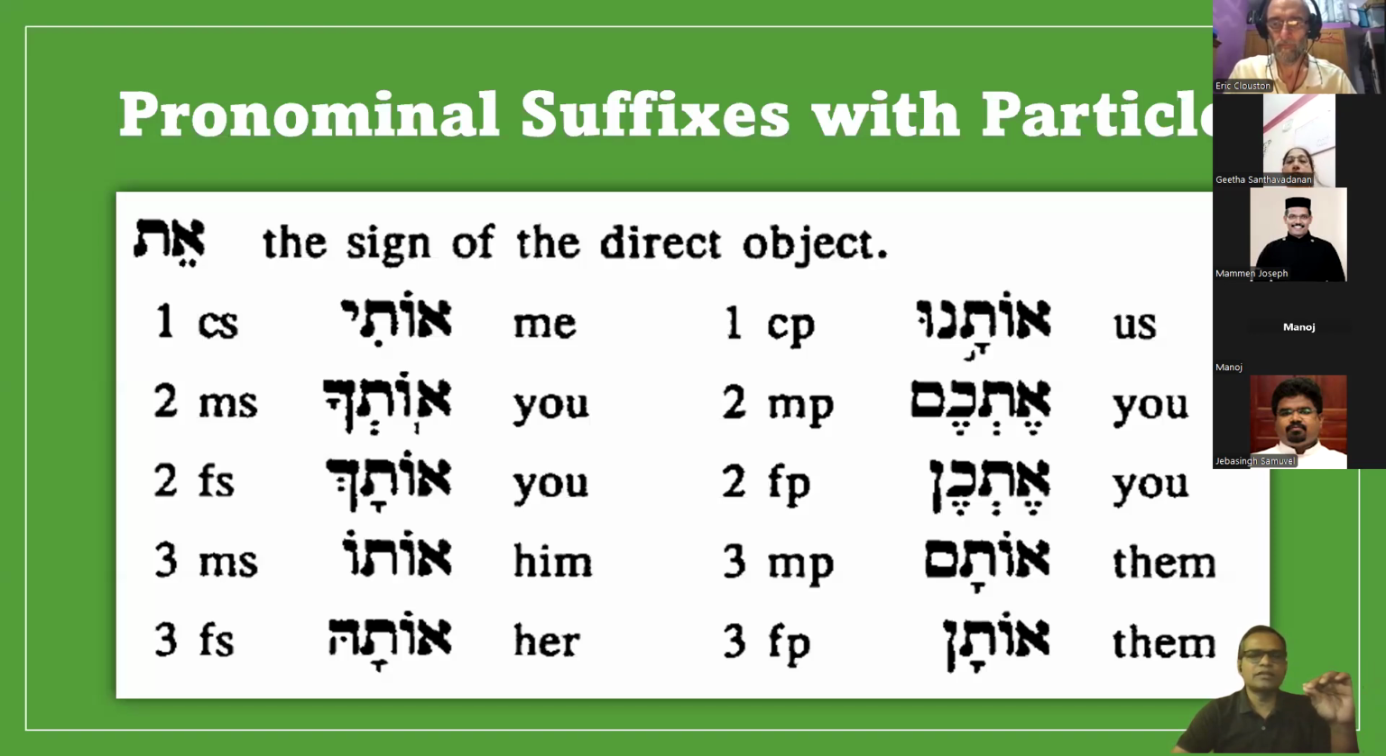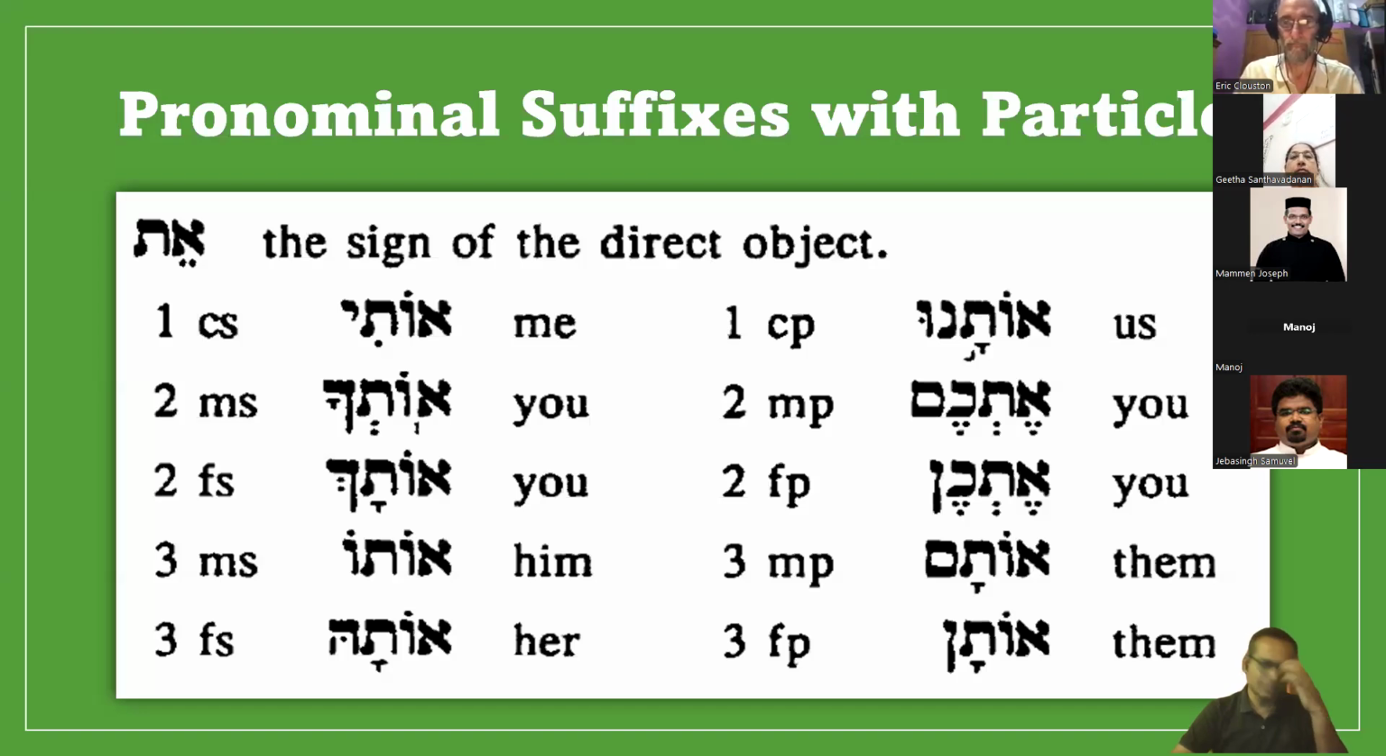So oti, otkha, otakh, oto, otah, otanu, etkhem, etkhen, otam, otan. Please go through this and try to memorize it, or try to grasp it in such a way that you will be able to discern it when it appears in the text. This you have to memorize, and you should be in a position to differentiate it, because there is another separable preposition with the same form. I will come to it later.